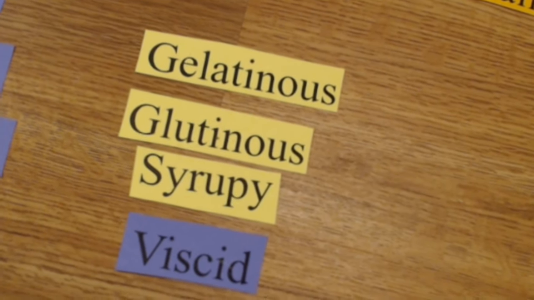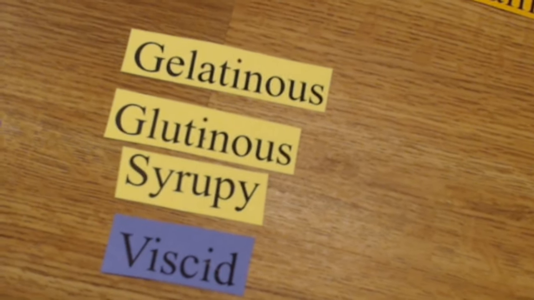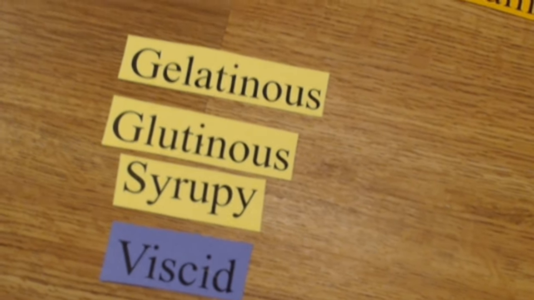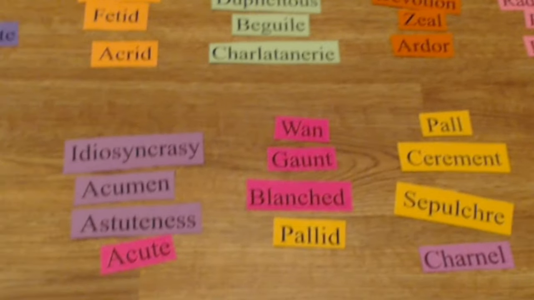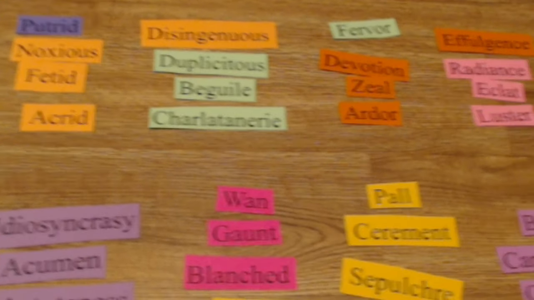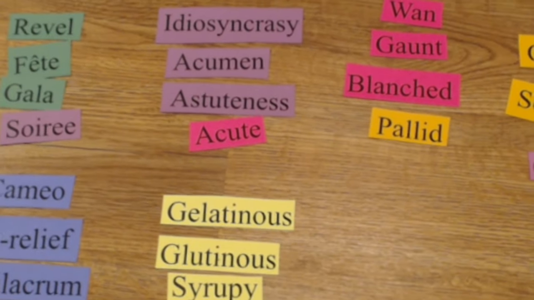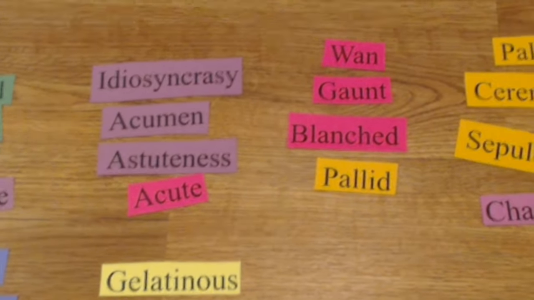Gelatinous, glutinous, syrupy, and viscid. Okay, so that group looks good to me there. All right, so again, you can kind of see, look at the colors, and see how everything is moving and bumping along. Again, this was a lot more groups. You can do it with as many or as little groups as you want. It can go on forever to change if you've got a lot of vocab words, whatever works.